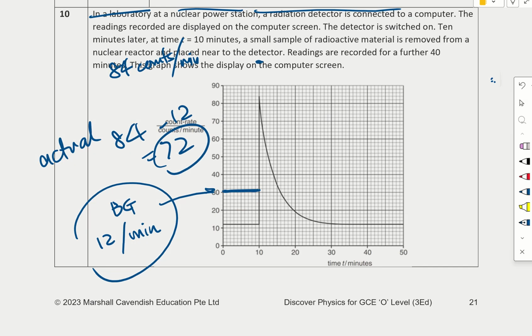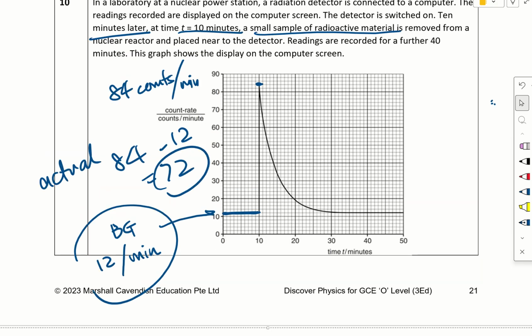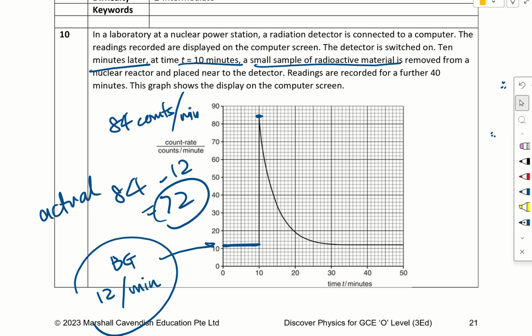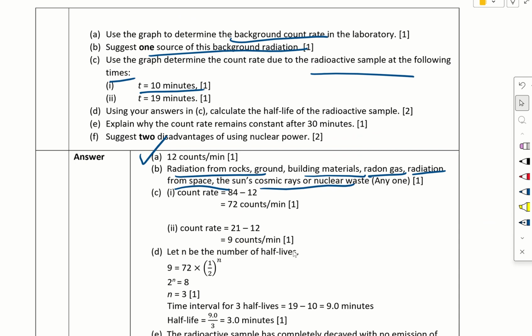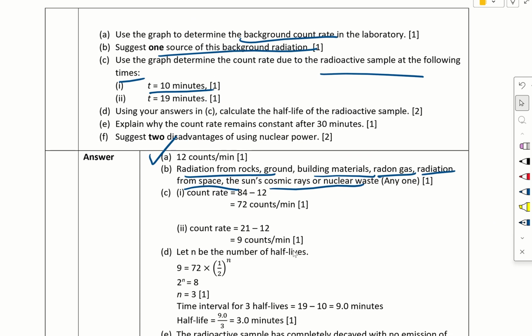Okay, so just now we did one question whereby we don't know whether there is any background count or not, right? So this question 10 is very clear. It shows you that there's actually a background count. In fact, they will actually ask you what is the amount of background count. So the background count is actually 12. So 84 minus 12, we get 72 counts per minute.